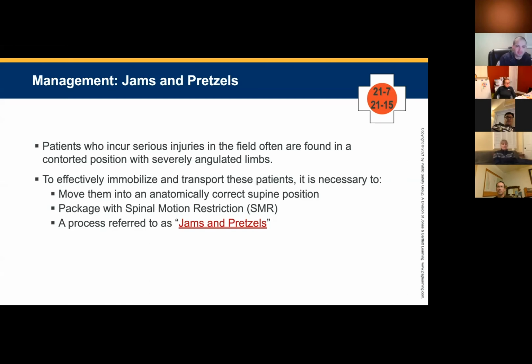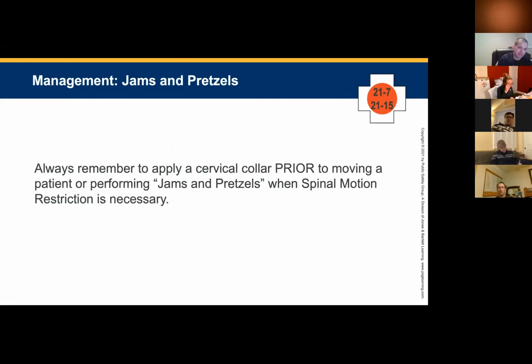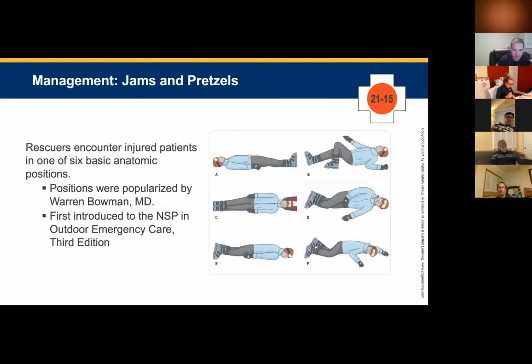So with jams and pretzels, this is basically a way that we get patients into a neutral inline position. Patients who incur serious injuries in the field are often found in a contorted position with severely angulated limbs. So therefore, we have to move them in a position to where we have them in an anatomically correct supine position. So we always want to remember to place a cervical collar prior to moving a patient, prior to performing jams and pretzels, or when spinal motion restriction is necessary.